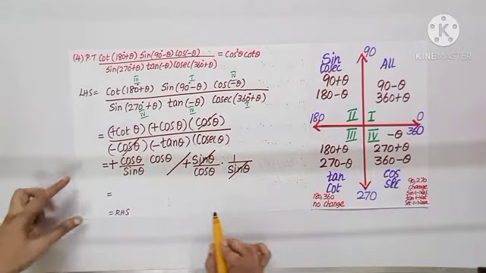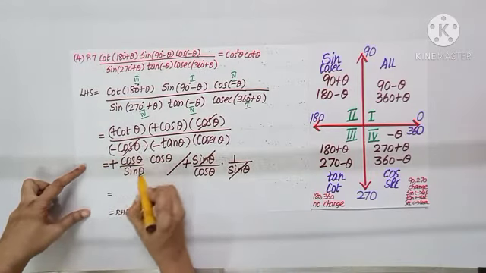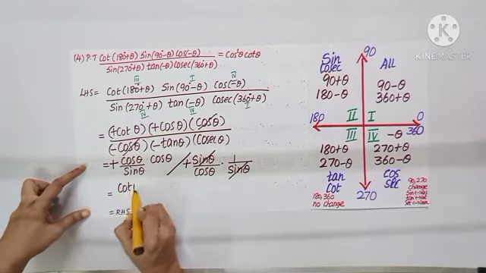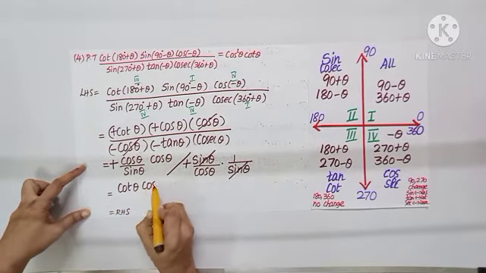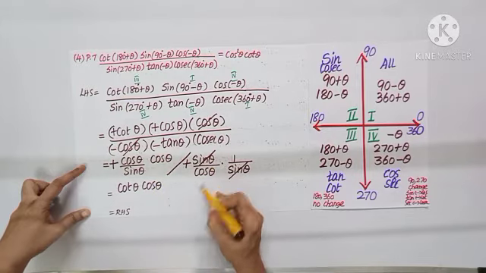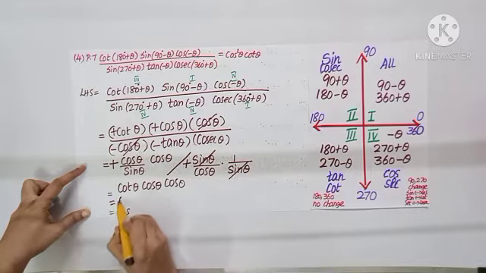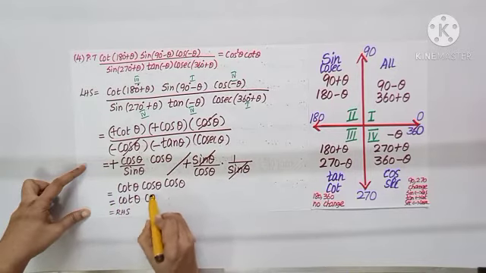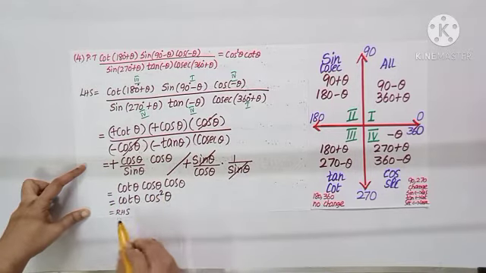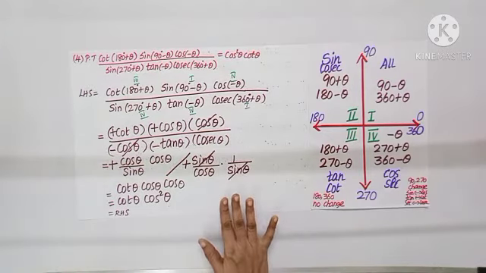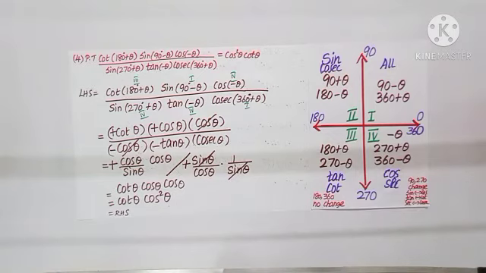Now as I simplify, cos by sin. Because we want cot theta, retain as it is. Then one cos theta left out. Denominator reciprocate. So we get cot theta into cos square theta, and that is the RHS. Hence we have proved the problem just by using the quadrant rule.